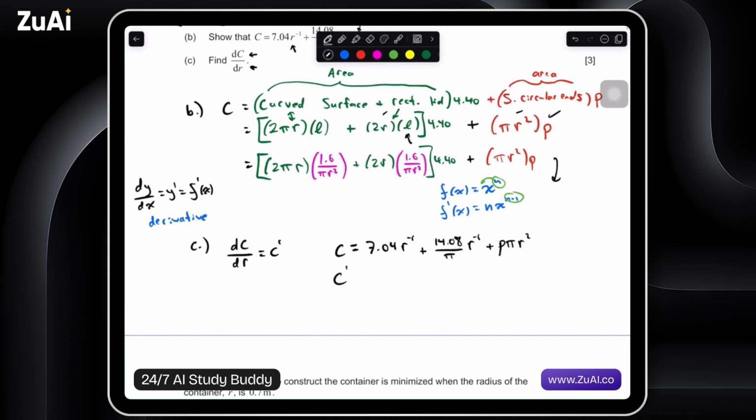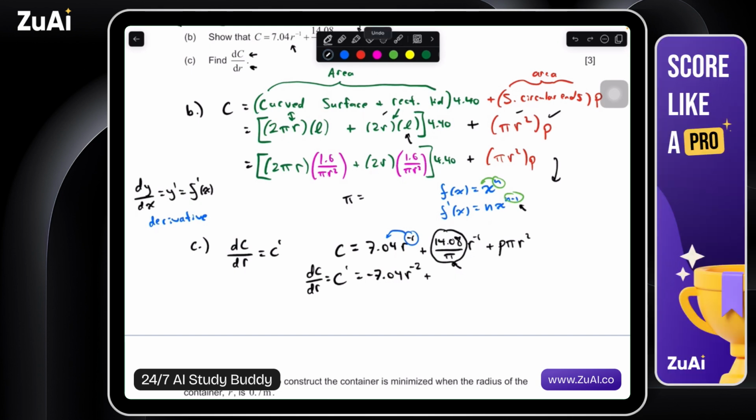C prime, which is the same as dc over dr, is equal to, let's take this negative exponent, multiply it out in front. We now have negative 7.04 r. R used to be negative 1. Now we're going to take away 1 from this, and now it's going to be negative 2, plus, this is just some number. Pi is not a variable. Pi, remember, is equal to 3.1415 and so on. That's all I remember, 3.1415.